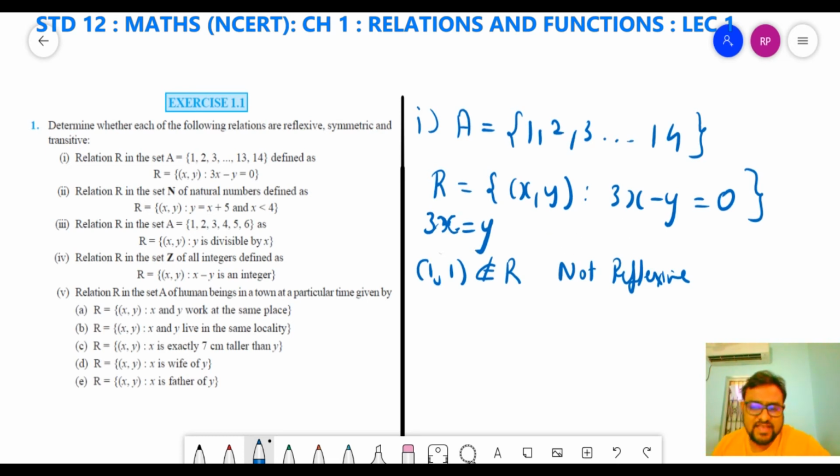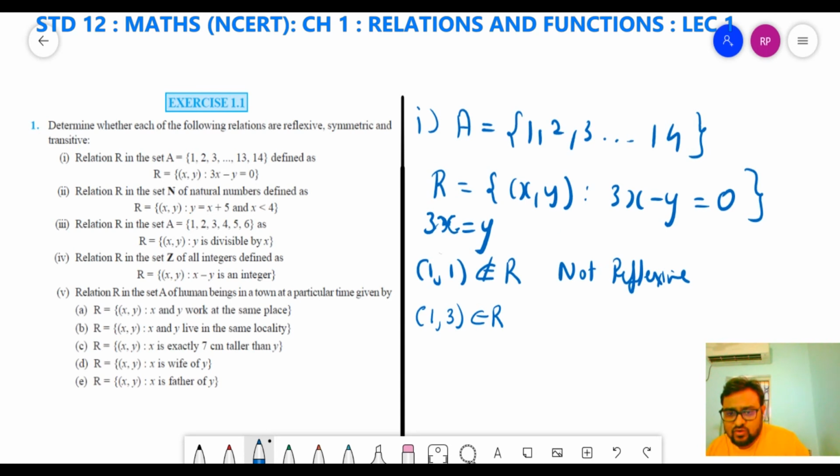Now, for the second one, that is symmetric. In symmetric, if (a, b) belongs to R, that means (b, a) belongs to R. Now, see, if I take x as 1, y will be 3. So I can write that x is 1, then y equals 3 into 1, which is 3. (1, 3) belongs to R. But does (3, 1) belong to R?